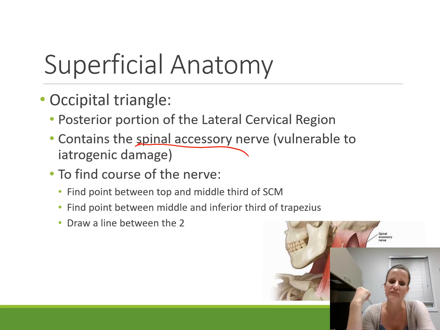So the way that you find the course that the nerve is going to take is, first, find the point between the top and middle third of the sternocleidomastoid. Right, so the sternocleidomastoid, find the point between the top and the middle third. Then you find the point between the middle and inferior third of the trapezius. And you draw a line, kind of oblique and descending down from the sternocleidomastoid to the trapezius. And that's the course that cranial nerve 11 is going to take.